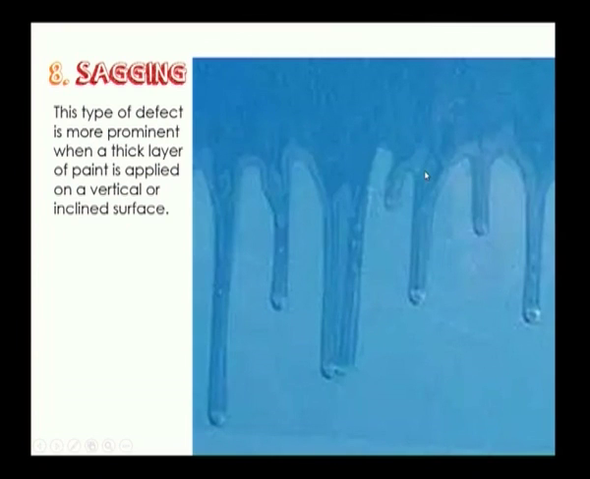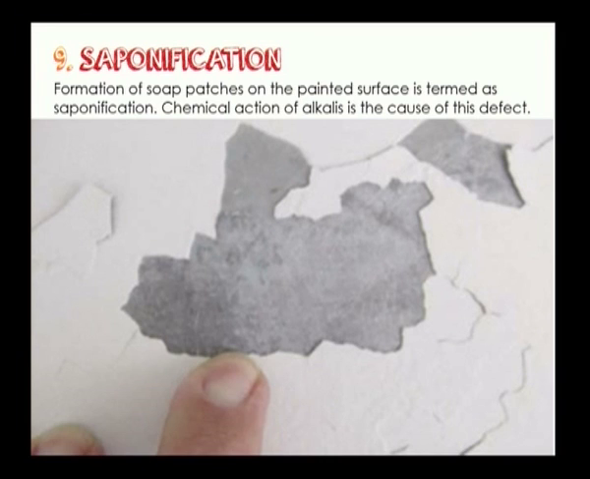Sagging. This type of defect is more prominent when a thick layer of paint is applied on a vertical or inclined surface. Like you see in this image, when you apply a very thick layer of paint, the paint tends to run down or sag, and while it is sagging, it dries off. So, even if you try to rectify this defect by painting on top of it with another coat, sometimes the sagged paint is so thick that you cannot rectify it.